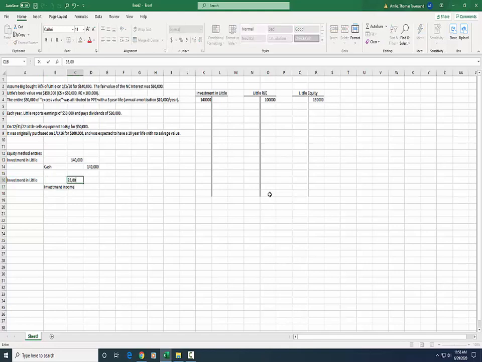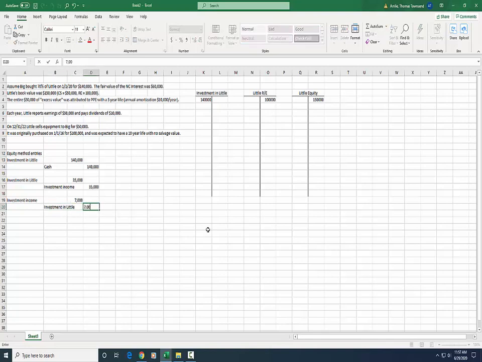So 70% of $50,000 is $35,000. We also have the amortization. Again, we've got this amortization of the differential of $10,000 per year. That reduces earnings. So we're going to reduce our investment income by our share of that. Our share of that $10,000 is $7,000.